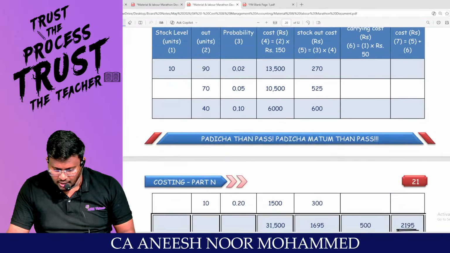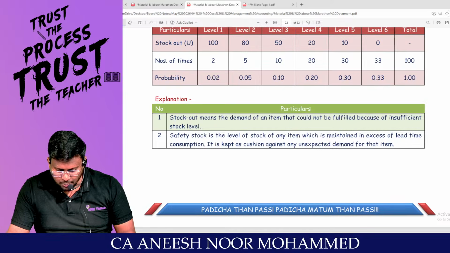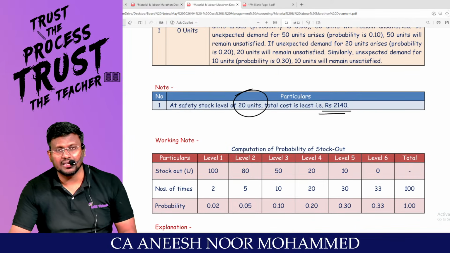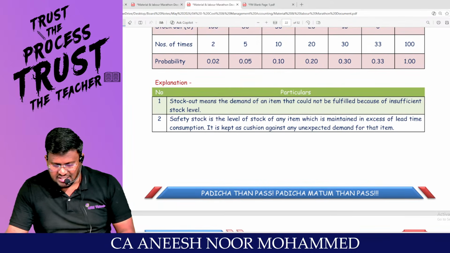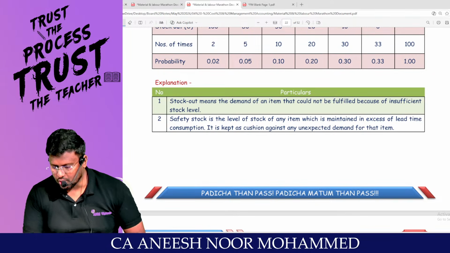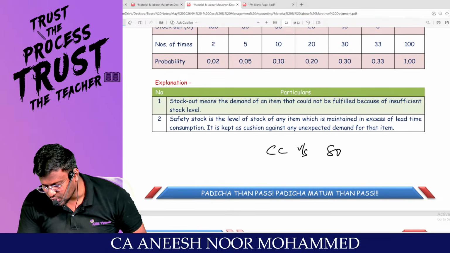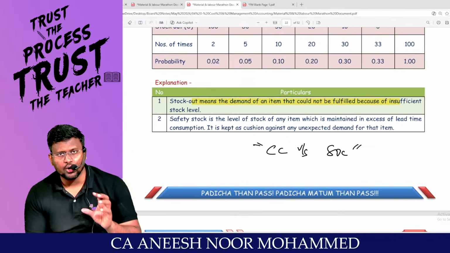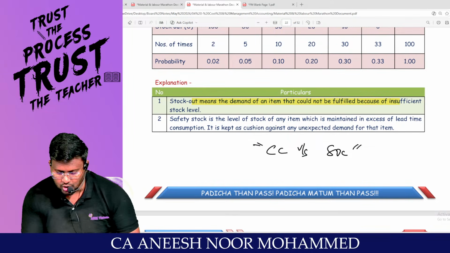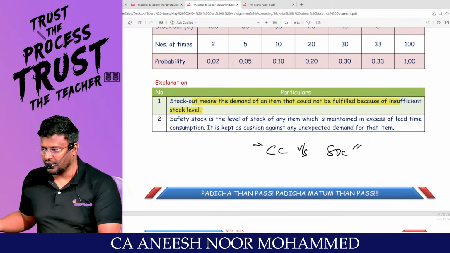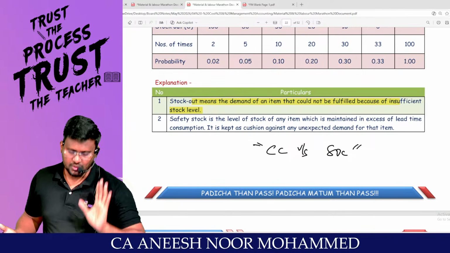Are you all really with me? So that's the conclusion we are supposed to reach, right? So at a safety stock of 20 units, the total cost at the least is 2,140. This is a fight between which cost and which cost? Carrying cost versus stock out cost. Able to appreciate. Stock out means the demand for an item that could not be fulfilled because of insufficient stock level. Since we are not carrying sufficient stock, I am not able to satisfy the customer.